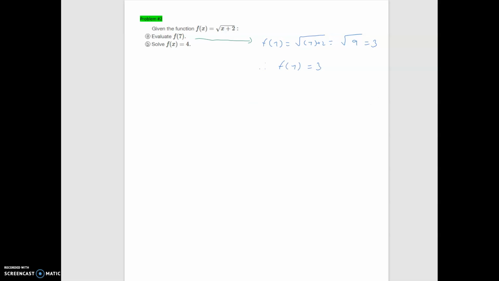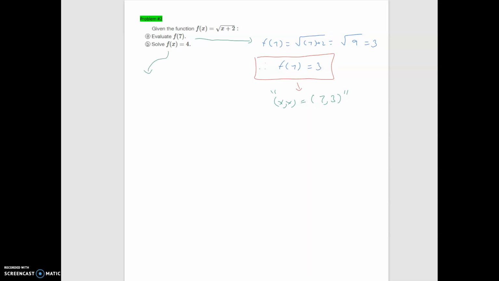That's our final answer. If they wanted it as an x and a y, or as a coordinate point, then we would write it with x's and y's. Your x value is 7, your output is 3. That would be the main answer.